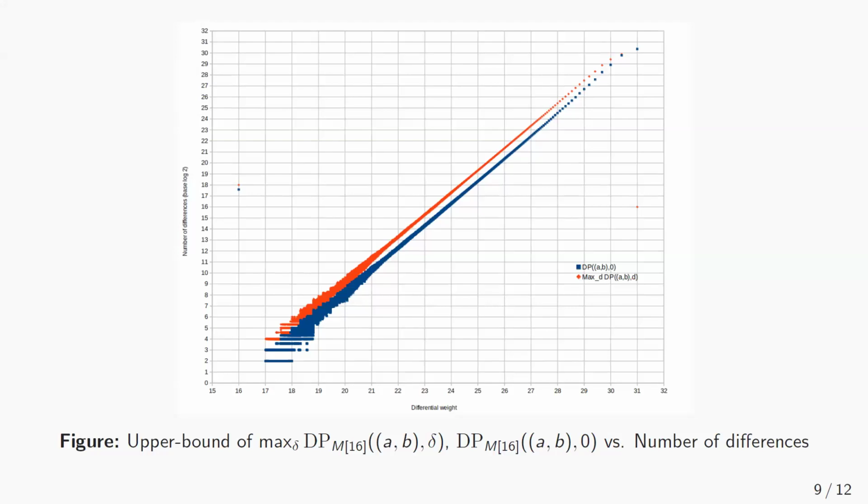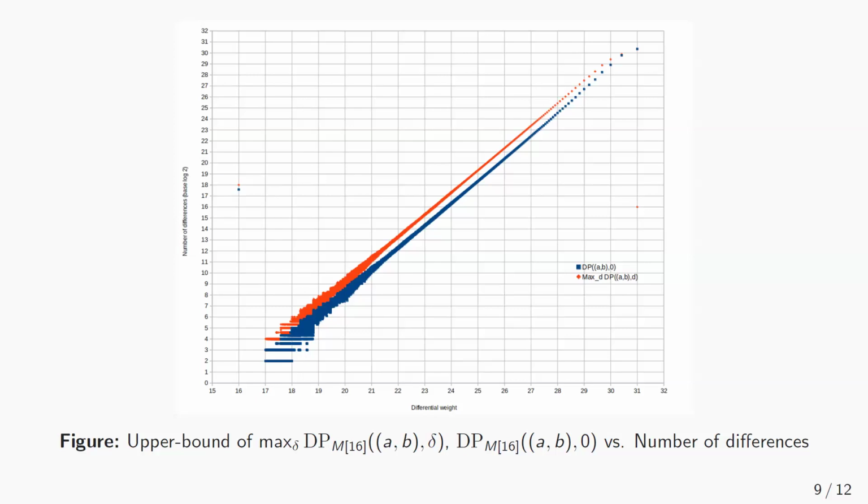So here W is 16. For 16-bit multiplication, we computed the maximum possible value of DP over all output differences for every input difference. And we also compute the value of the DP AB comma 0 for every possible input difference. On the x-axis, we have the differential weight, which is simply minus log 2 of the differential probability. And on the y-axis, we have the total number of input differences that attain that particular weight.